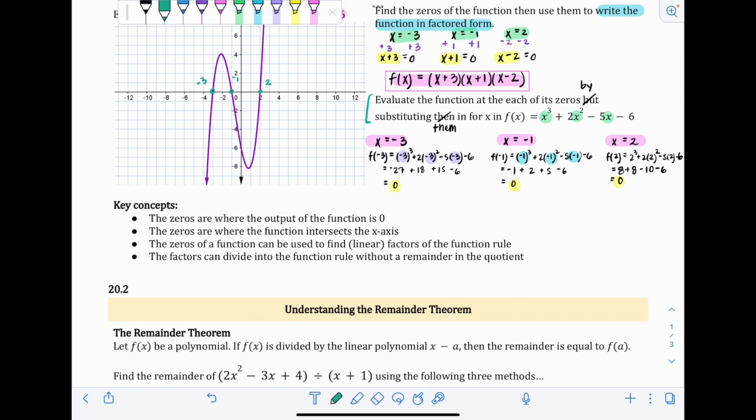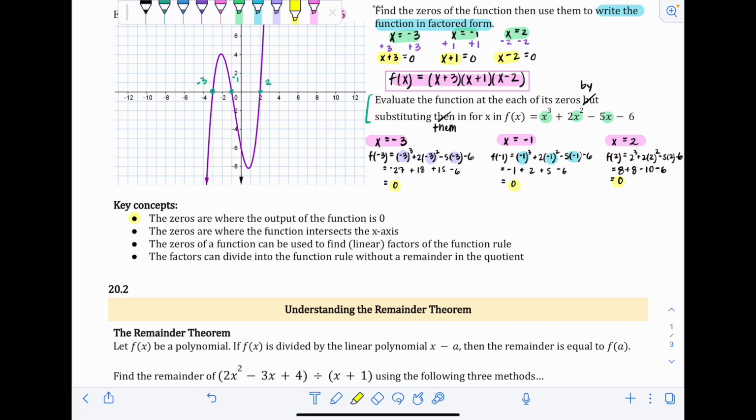Okay, so these 4 key concepts. The first one, zeros are where the output of the function is 0. Sometimes it's hard because when we refer to the zeros, we're referring to x equals a few numbers, in this case -3, -1, and 2, and then there's also the number 0, so I kind of wish they had a different word. But anyways, the first bullet point, the zeros are where the output of the function is 0. And notice these are all of our outputs. We evaluated the function and we got a final output of 0.